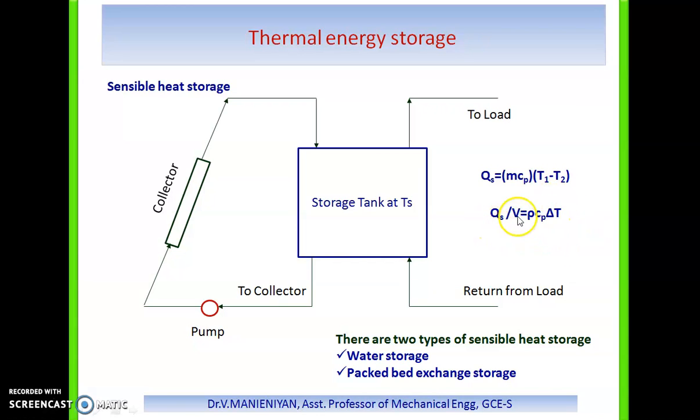So Q by V equals rho Cp delta T, where rho is the density of the storage medium, Cp is the specific heat capacity, V is the volume, and delta T is the temperature difference, that is, the heat supplied. So this is the equation for the energy stored per volume.